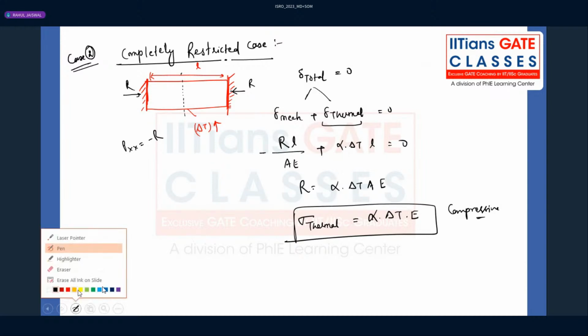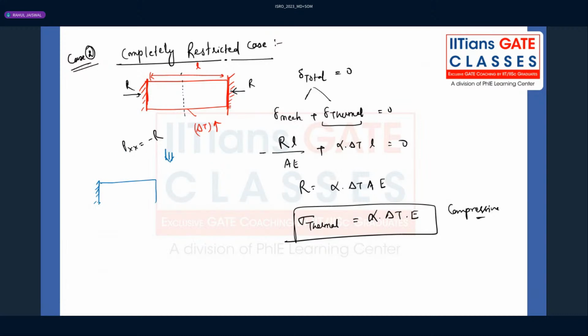Those who are not able to understand can understand by the principle of superposition. How? You can apply the principle of superposition something like this. You assume that at the free end, at the right side, there is no support. You remove the support, and now you increase the temperature. What will happen? It will try to expand. In the second step, whatever your bar might have expanded like this, now you keep the support.